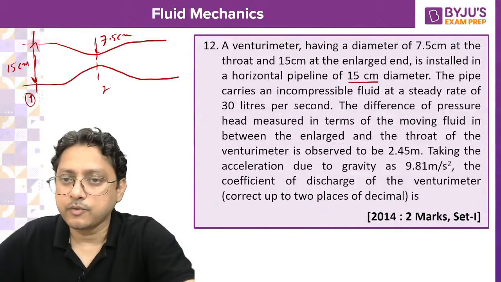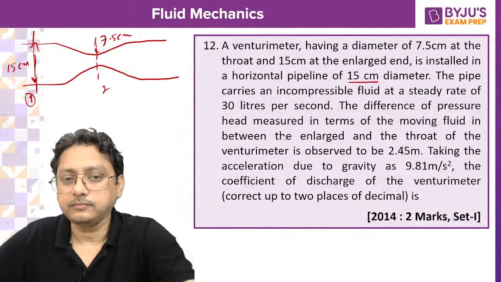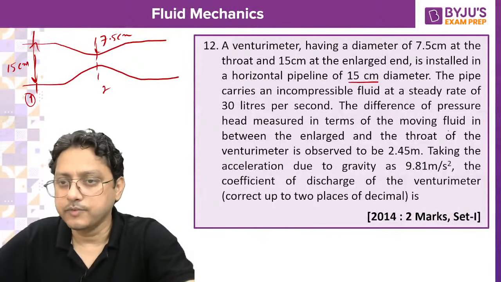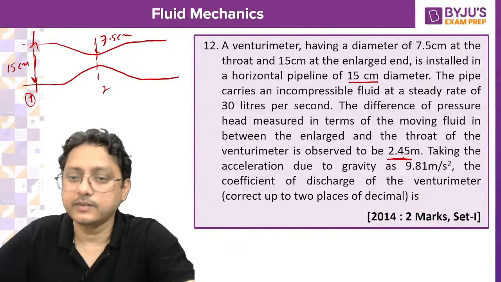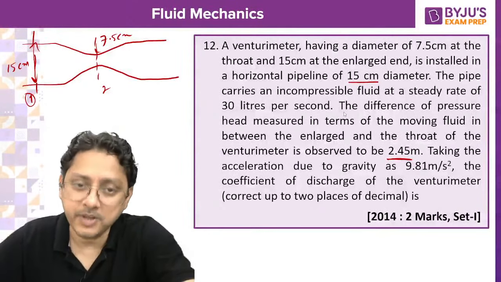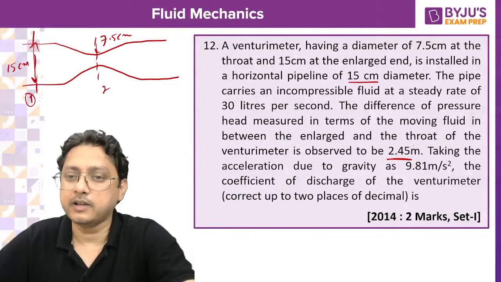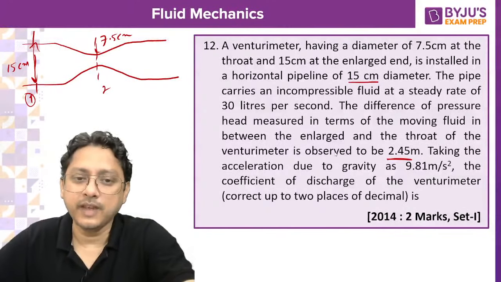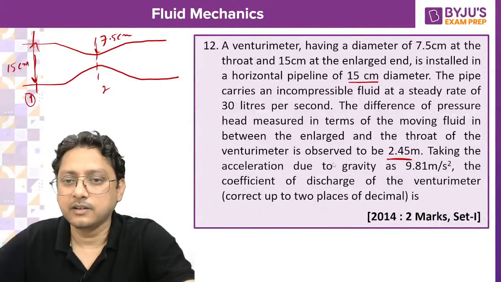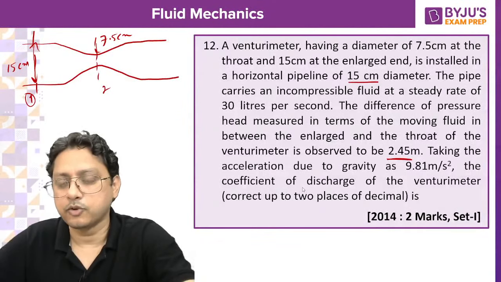The pipe carries an incompressible fluid at a steady rate of 30 liter per second. And the difference of pressure head measured in terms of moving fluid in between the enlarged and the throat of the venturimeter is observed as 2.45. This is the difference of pressure head he has given. So if they have given the difference of pressure head, it is 2.45 meter.